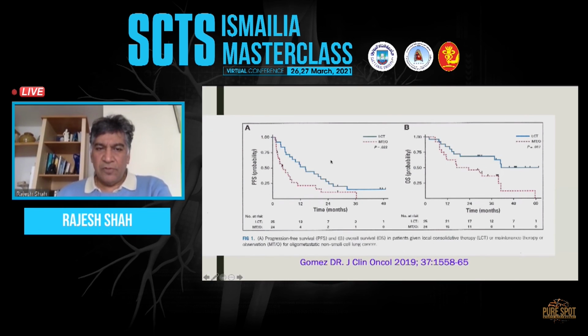This is as a result of a study published by Gomez et al. in 2019. In graph A, we can see patients with stage 4 disease who received some form of consolidation therapy, maybe radical surgery or radiotherapy, had better survival and better overall survival. This is again a subject of further investigation and research, and I think Eric Lim is planning some kind of trial on this stage 4 group of patients called Ramon trial.